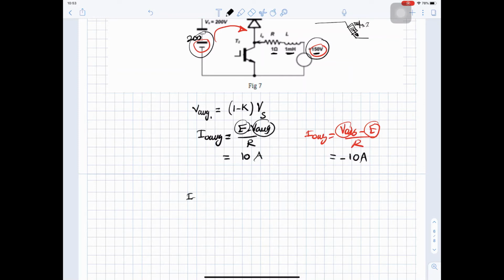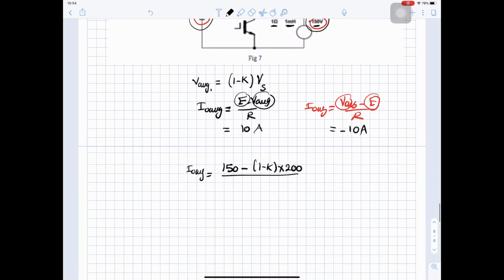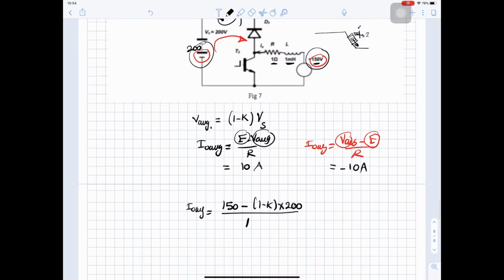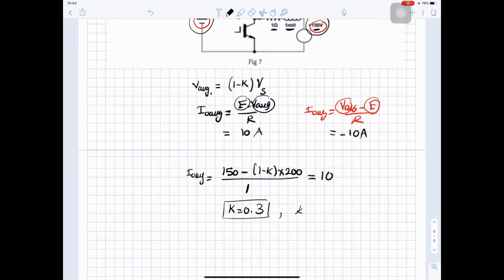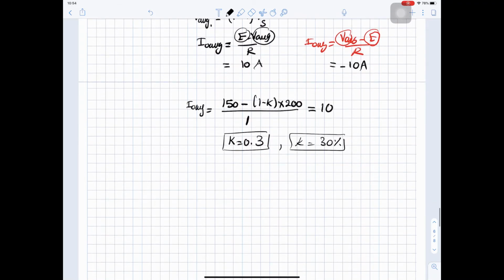So I out average equals 150 minus 1 minus K, Vs is 200, divided by R, and R is given as 1 ohm, and this I out is 10 amperes. So the only unknown in this equation is K, so K equals 0.3 or 30%. So the duty cycle is 30%.